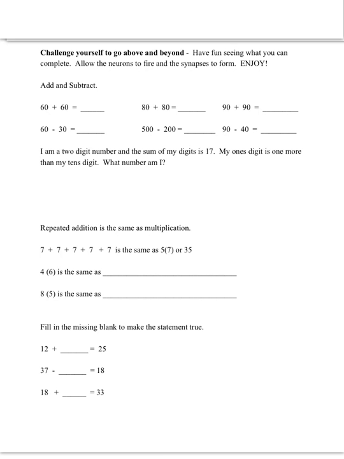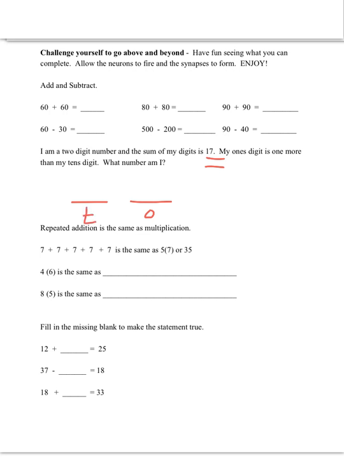The next problem is I'm a 2-digit number. So if we think about that, I'm a 2-digit number. The sum of my digits, when I add these 2 digits together, the sum of my digits is 17. My ones digit is 1 more than my tens digit. What number am I?